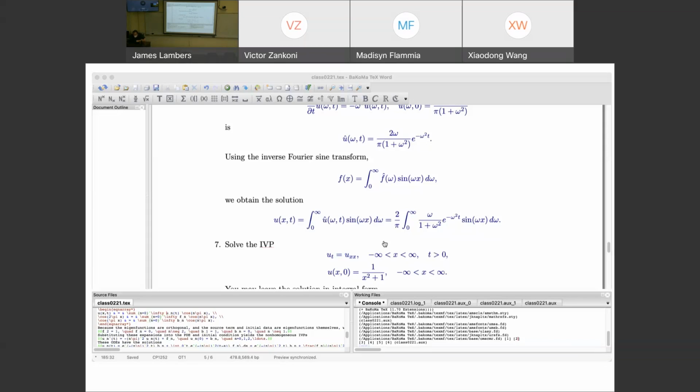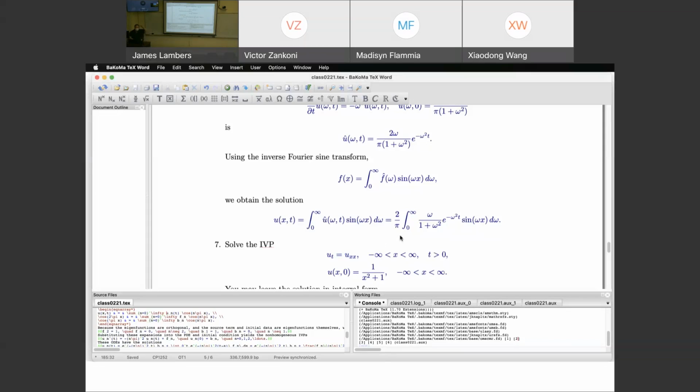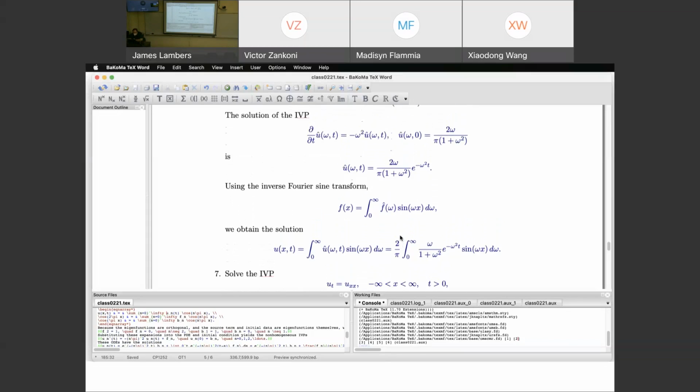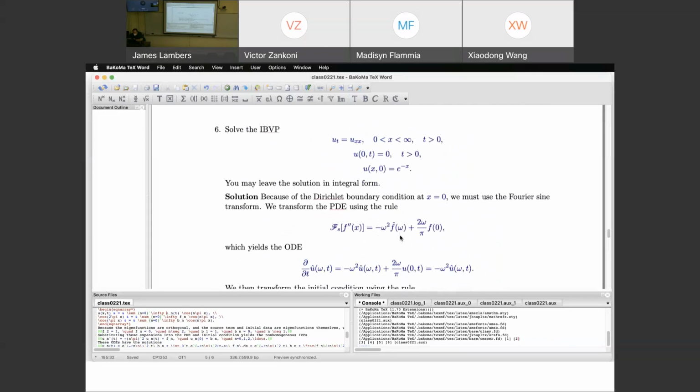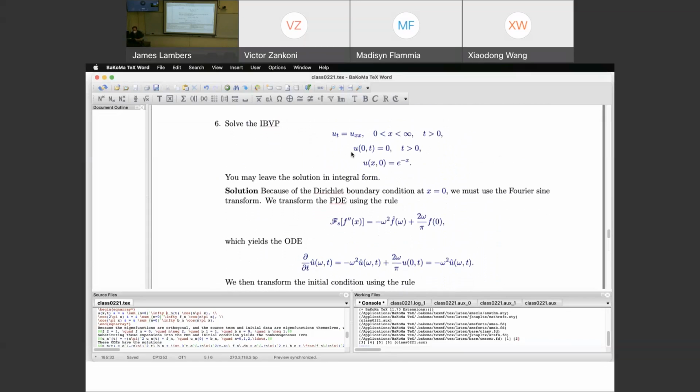Okay, yeah, because there are a total of 7 problems. Remember, for undergrads, you can choose one problem to not do. Right. So there are 2 problems that relate to the Fourier transform. This one is where you'll have a problem on a semi-infinite domain, x going from 0 to infinity. You'll have some boundary condition at x equals 0, and then initial data.